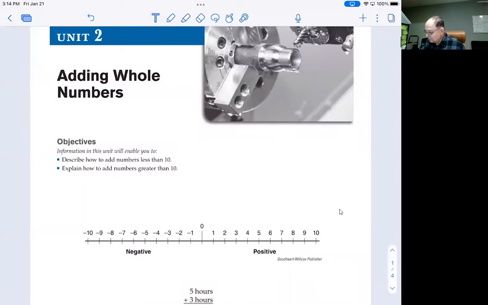Okay, this is unit 2, section 1, adding of whole numbers. The objectives here are to describe how to add numbers less than 10 and explain how to add numbers greater than 10. So not an awful lot of material is going to be covered. This is going to be a fairly short one. We will do some practice problems at the end.